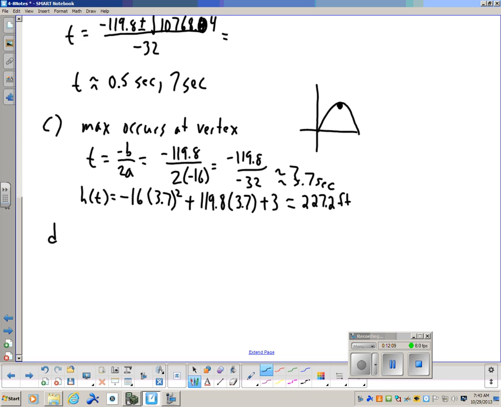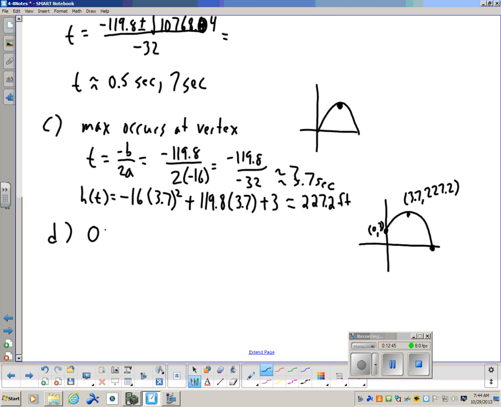And then part D there asks, find the domain and the range for our graph here. So it starts up here at 3. And then my vertex is up here, my ordered pair up here is 3.7 comma 227.2. And then when it lands over here on the ground, I'm going to have to figure out when it lands. So we did not talk about it landing on the ground. So when it lands on the ground, it's at 0 feet.